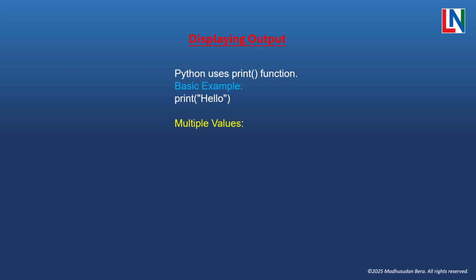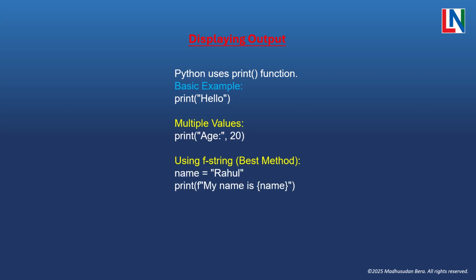Displaying output. Python uses the print function for it. Basic example: print hello. Multiple values: print within double inverted quotation age colon, comma 20. Using an f string, name equal to Rahul, print f within double quotation my name is within curly braces name, quotation end.